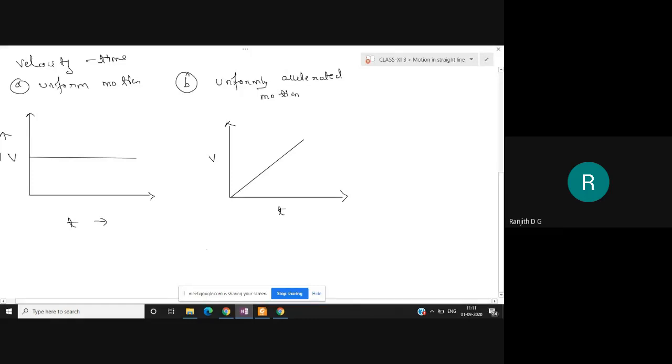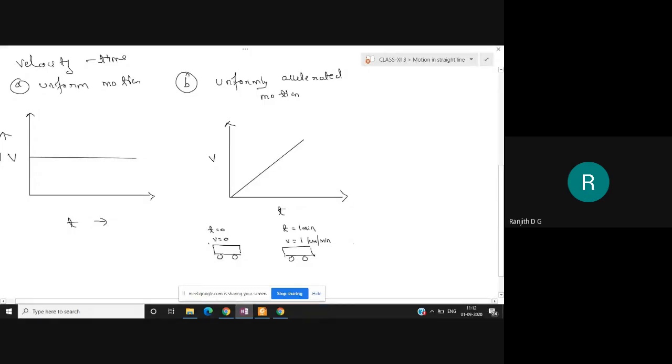So for example, I will take a train. It is traveling in a straight line. When t is equal to 0, the velocity is also 0. But after 1 minute, the same train gets a velocity. Now let us say that it gets a velocity of 1 kilometer per minute. Okay, so it is going a little slow.